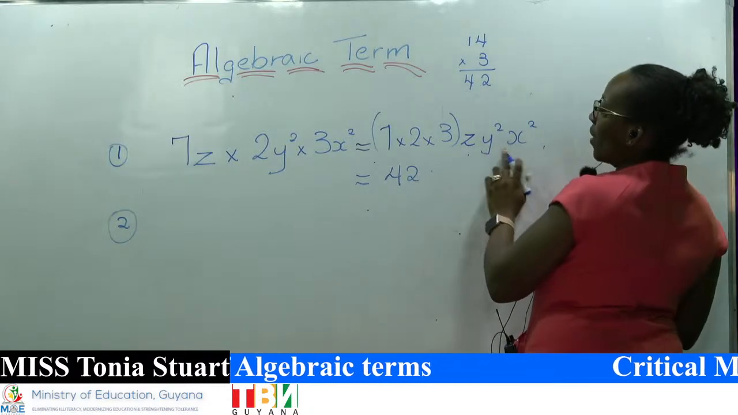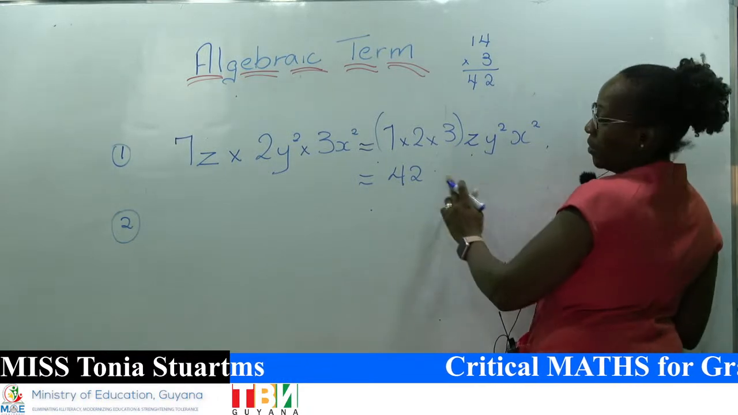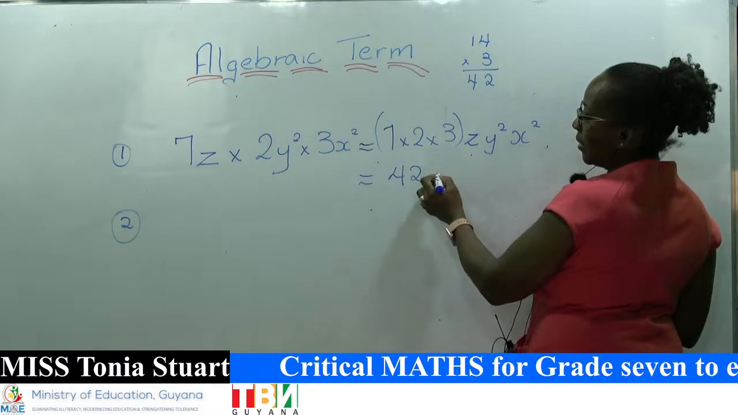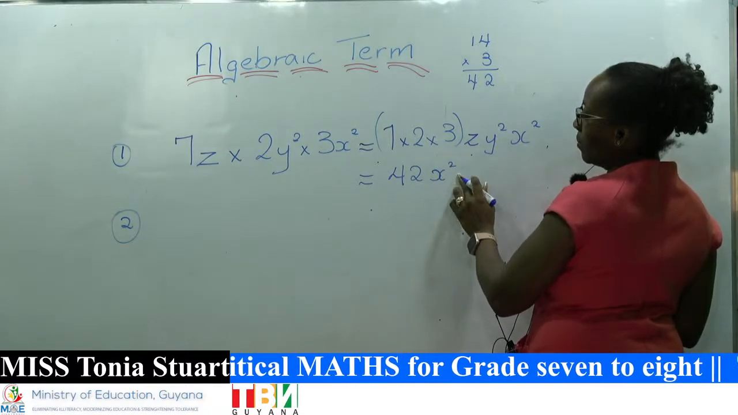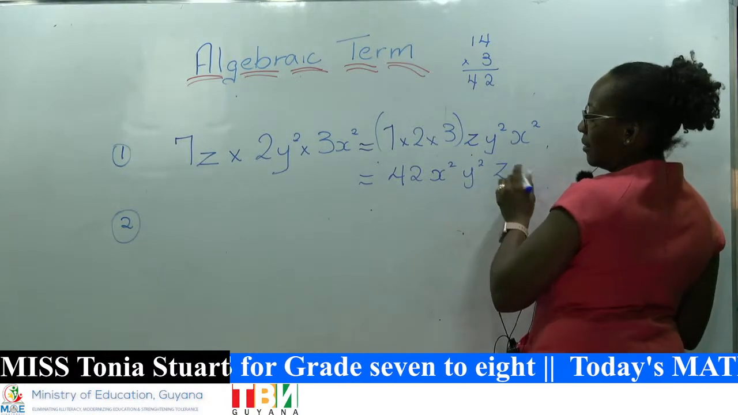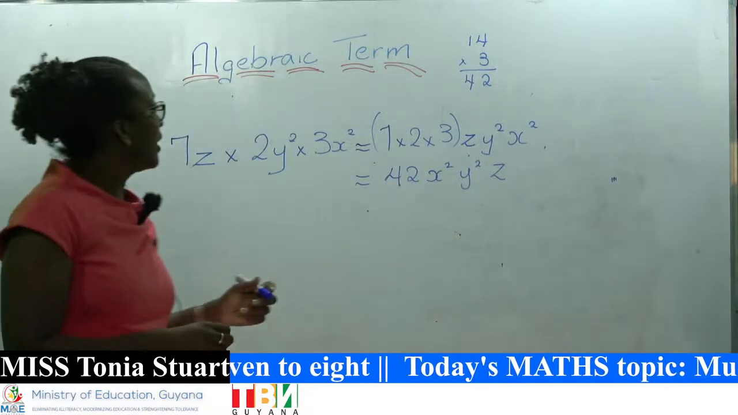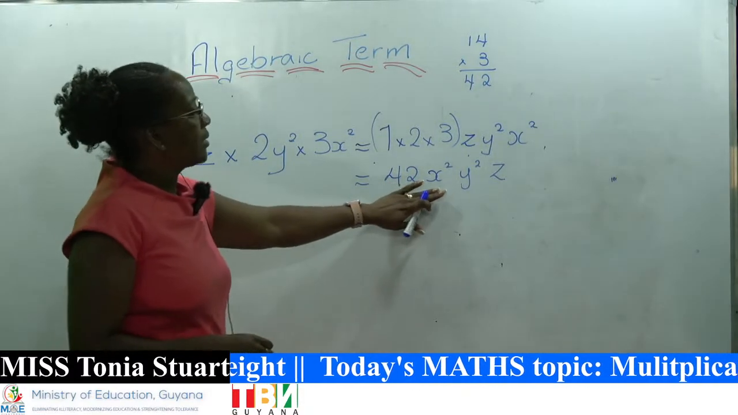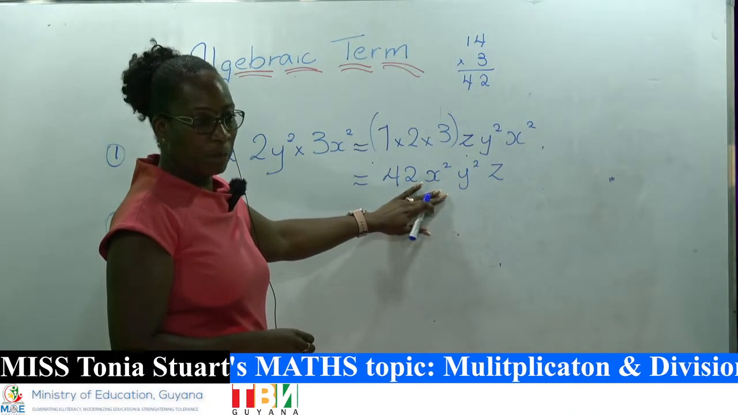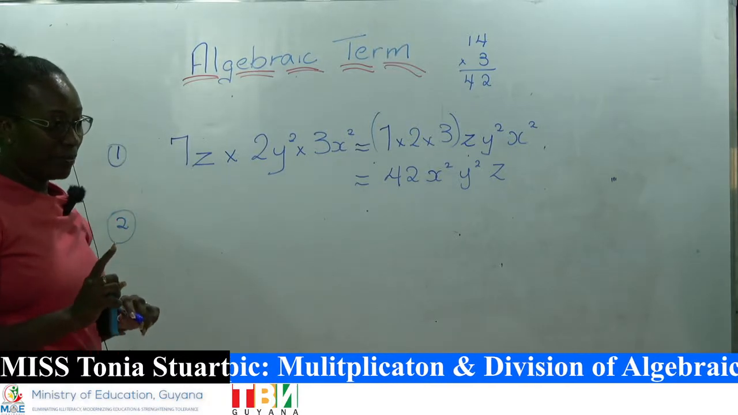So I will write the letters in alphabetical order. Which letter goes first? X. X square, Y, Y square, and Z. Good? So our answers remain like this because we cannot do anything with the powers and the different variables. Good? Do we understand that one? Yes, ma'am.